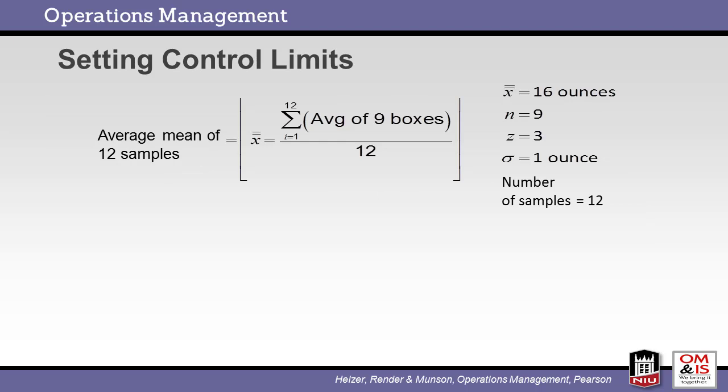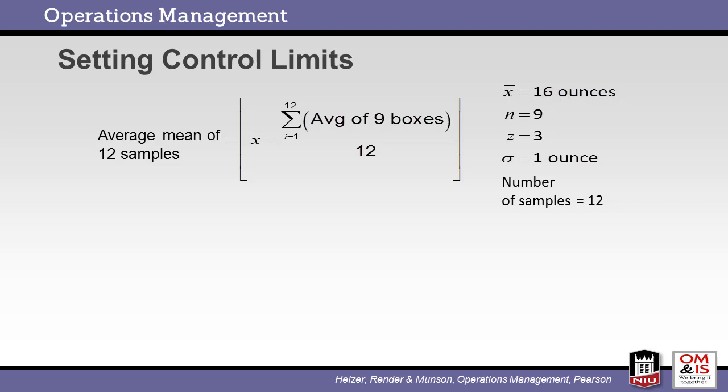The next step is to calculate the mean of the sample means. This is simply the sum of the averages divided by the number of samples. This would be 12. This is often confusing for students. We must remember that n, the number of items in each sample, is 9, while the number of samples, how many times we take samples, is 12.